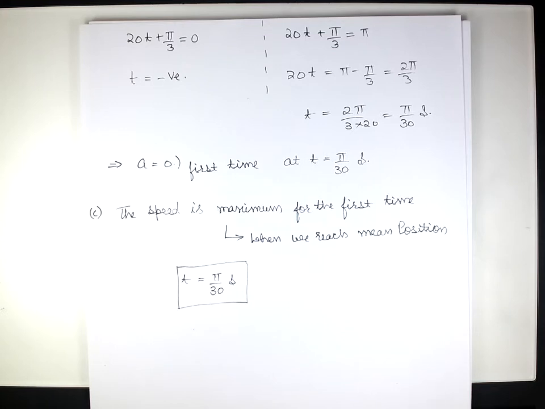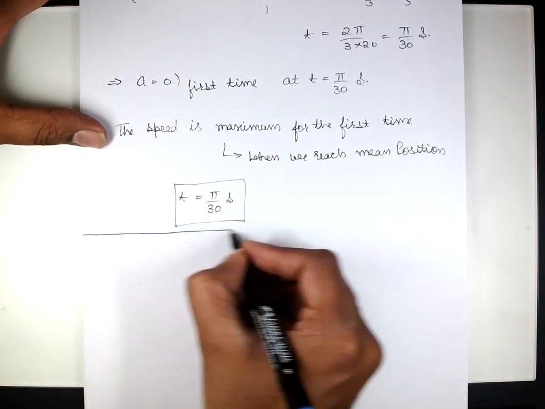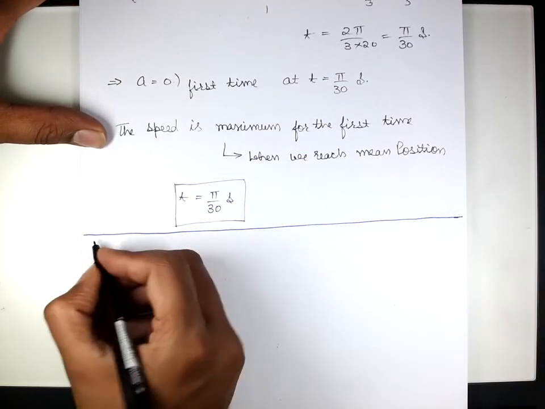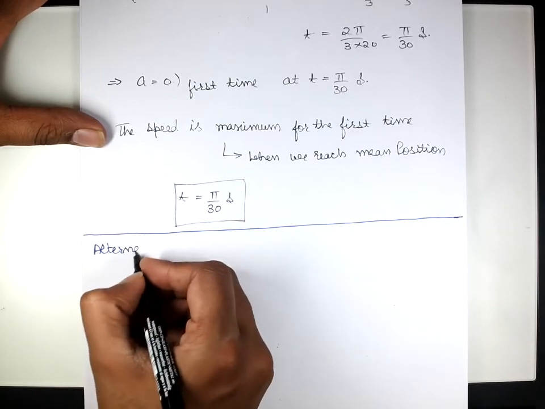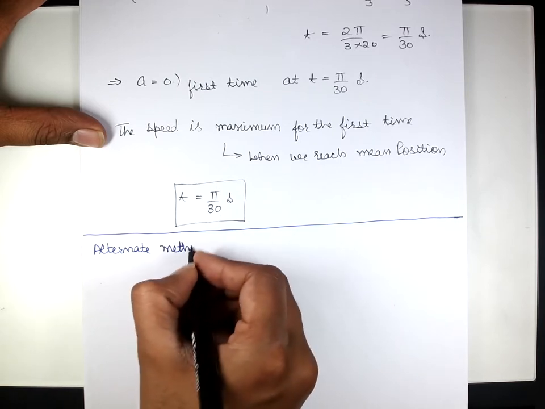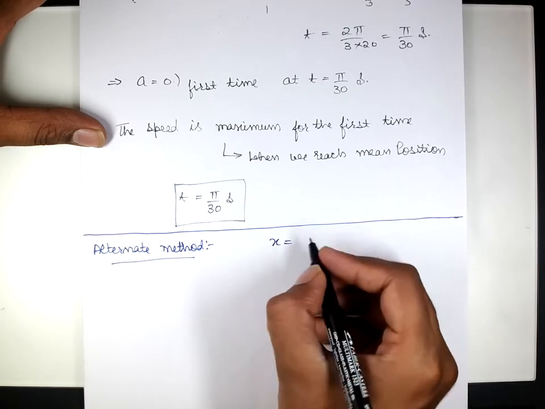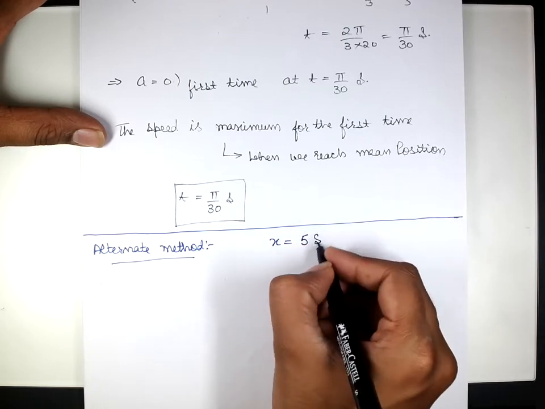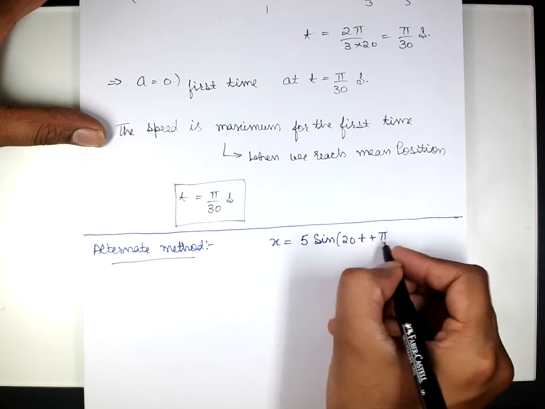Now I would go on to suggest an alternate method to this particular problem in this case also. The alternate method is basically based on the comparison of simple harmonic motion with a circular motion. Let's see how that can be done. The basic equation is x is equal to 5 sine 20t plus pi by 3.